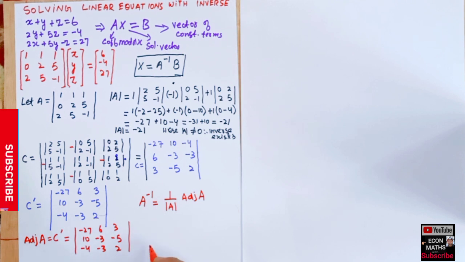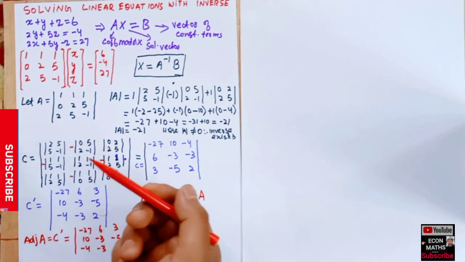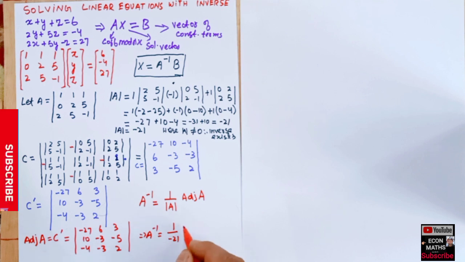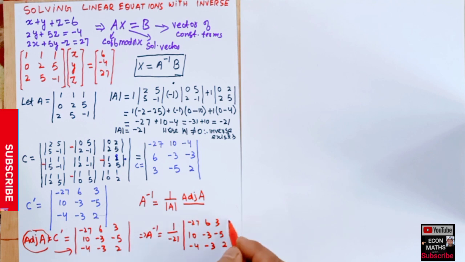Therefore, A inverse is equal to 1 divided by the determinant which we have calculated here, that is 1 divided by minus 21, into this adjoint of A. This is our adjoint of A, that is this matrix, that is minus 27, 6, 3, 10, minus 3, minus 5 and minus 4, minus 3 and 2. Now we are done with this inverse.